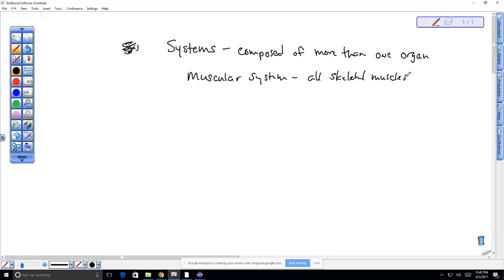So one of the things about anatomy and physiology is we sometimes view biology in what is called reductionism, or with the view of reductionism.